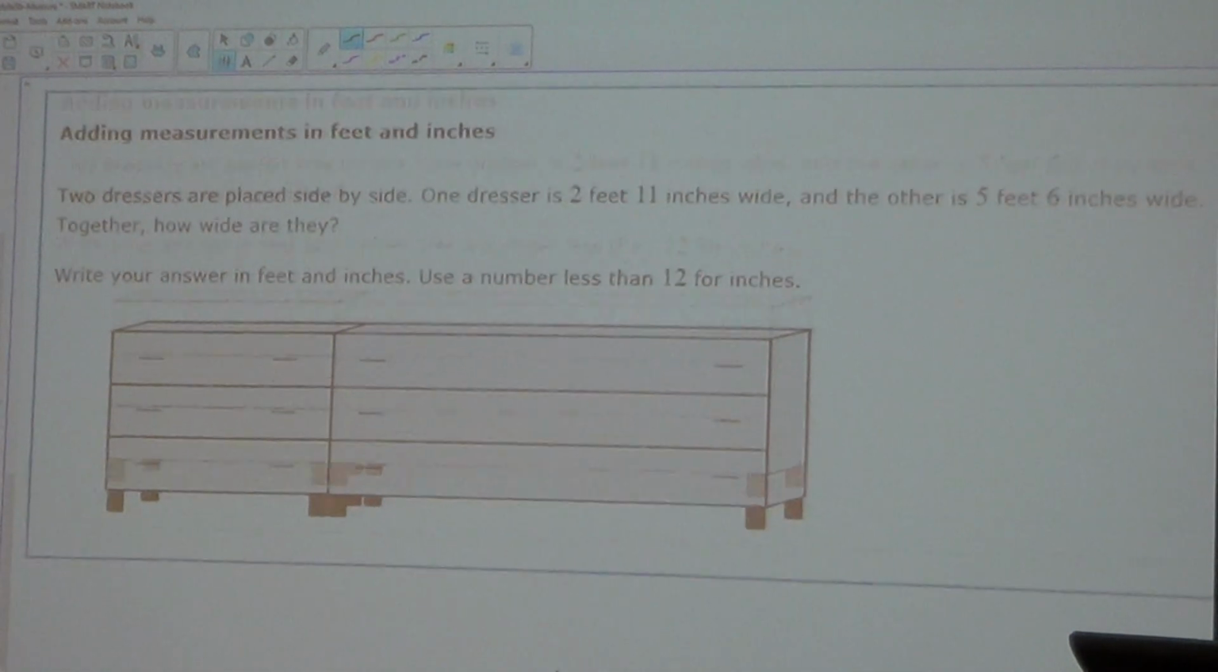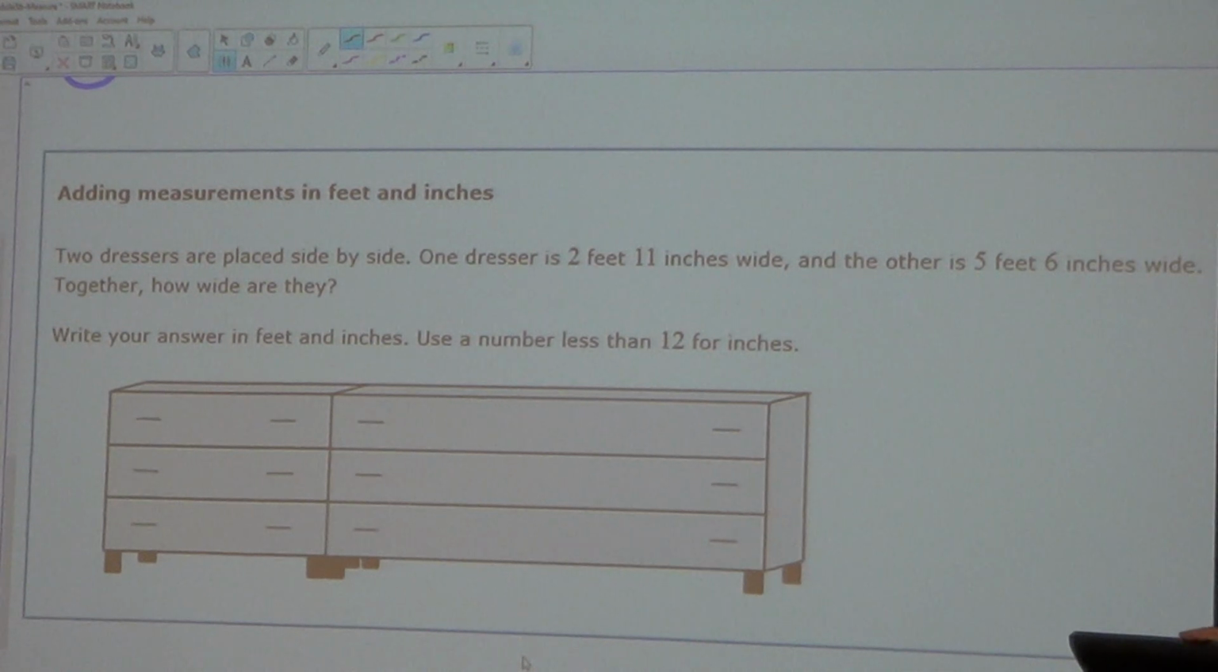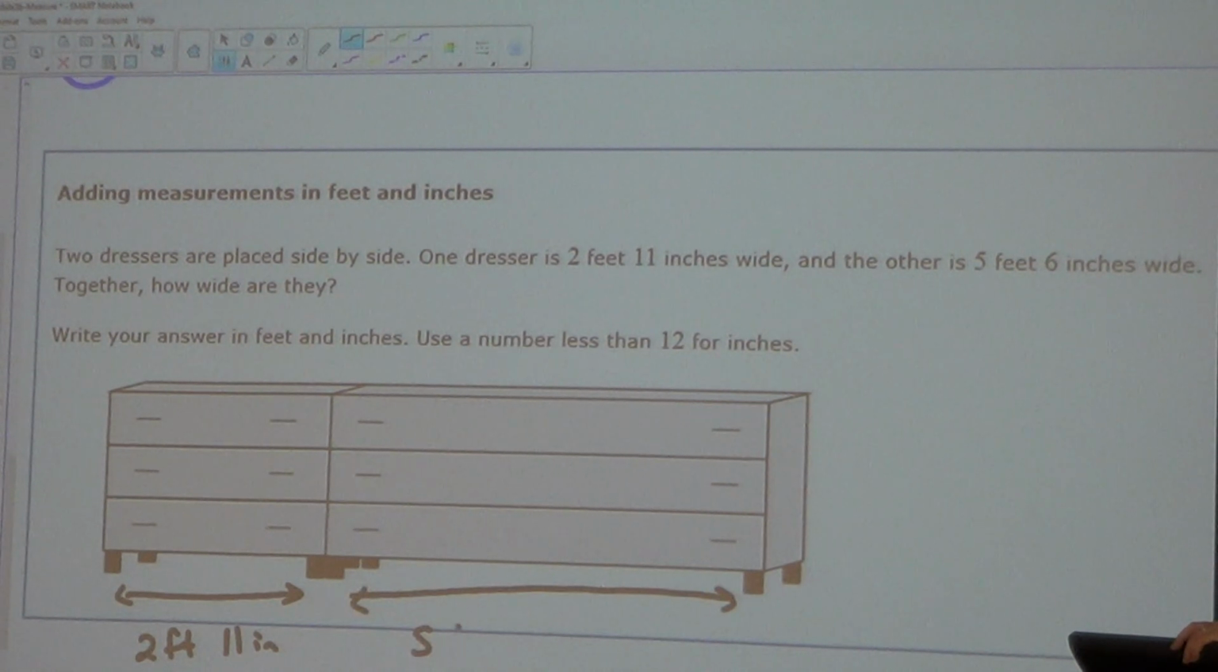It says we have 2 dressers that we're putting together. The first dresser is 2 feet, 11 inches long. The next dresser is 5 feet, 6 inches wide. How wide are they together?